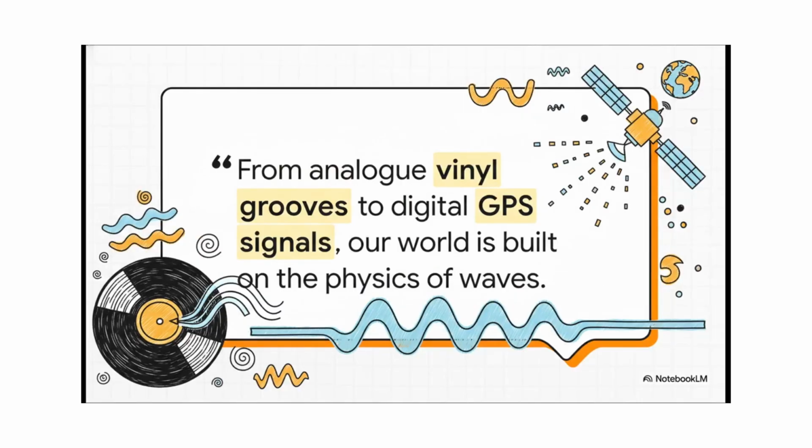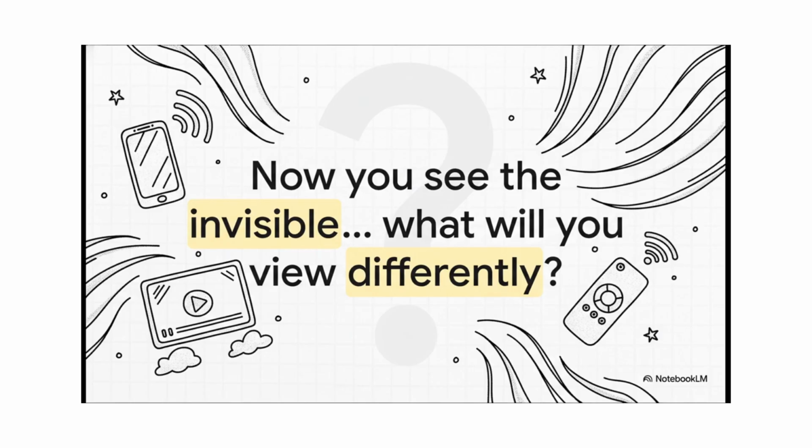This is it. This is the invisible language that shapes our reality. From the analog grooves on a record to the digital pulses that guide a GPS, the physics of waves connects and empowers us in countless ways. So next time you send a text or stream a movie, maybe you'll see it a bit differently. You can now visualize the hidden world of signals all around you. So, what piece of everyday technology now seems the most amazing to you?